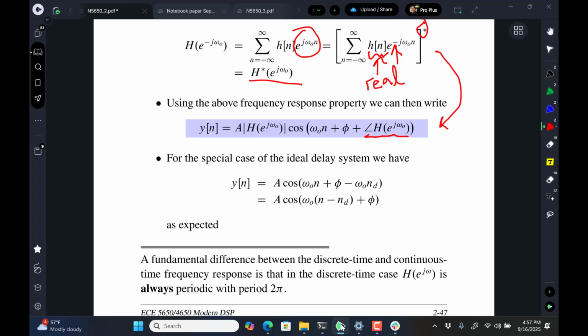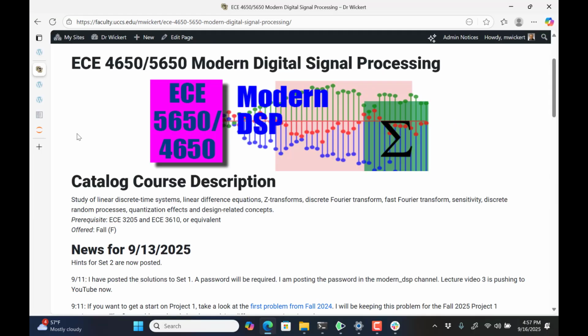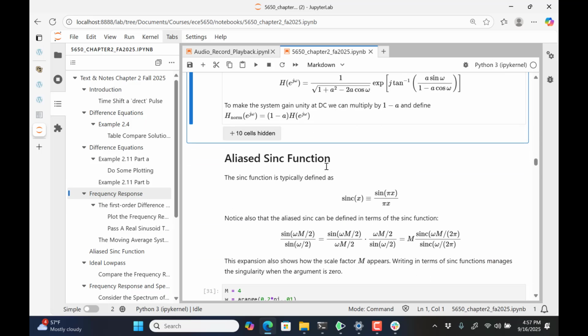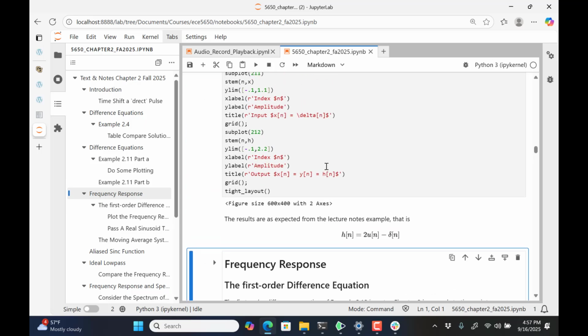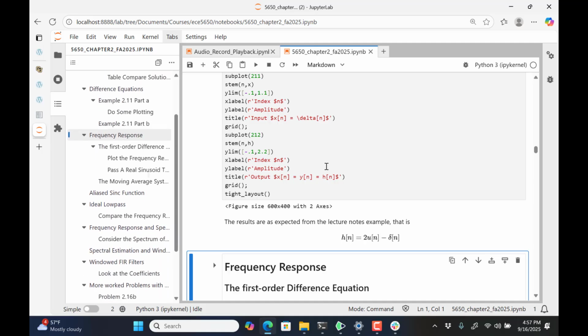I think actually I can show that really fast because I think it's already in my notebook over here. Let's see. I was reviewing this before class and I thought I saw it in here.